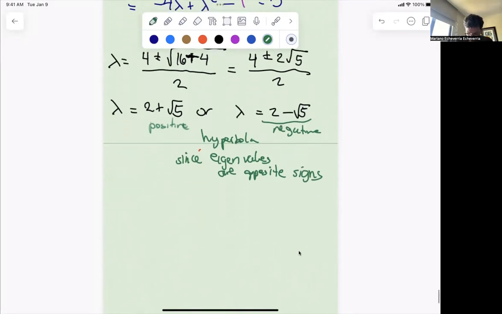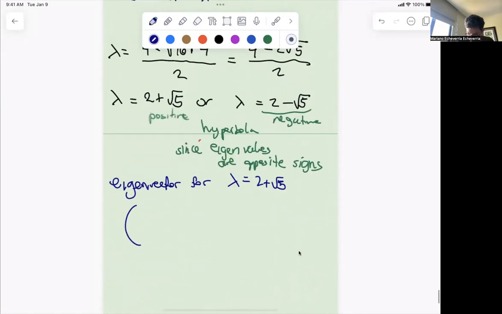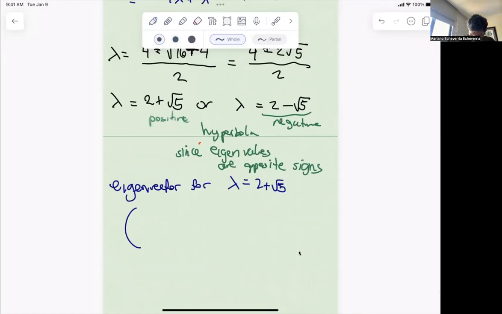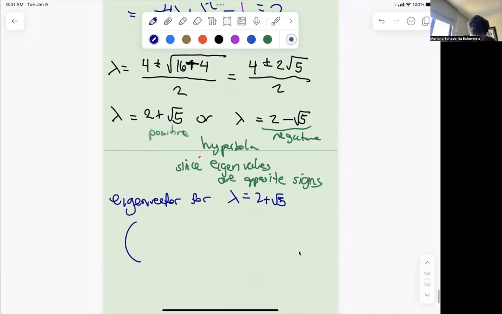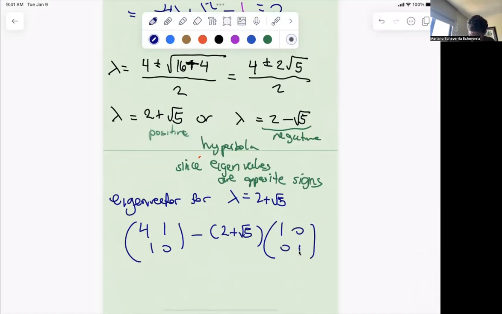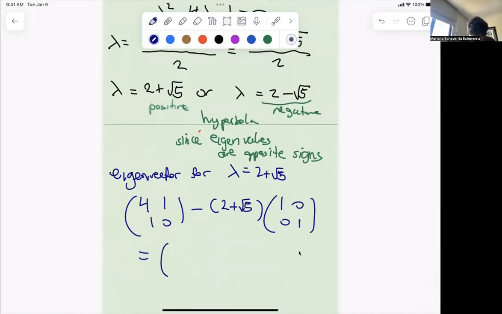So let's do the eigenvector for lambda equals 2 plus root of 5. That is the null space of the matrix 4, 1, 1, 0 minus 2 plus root of 5 times the identity 1001. That gives you what? It's not too bad actually.